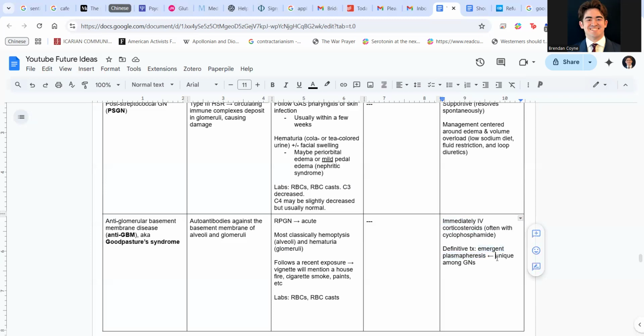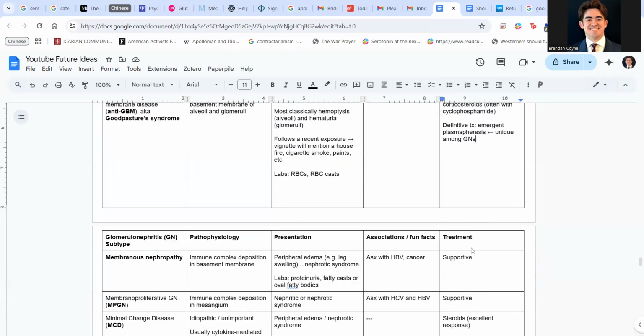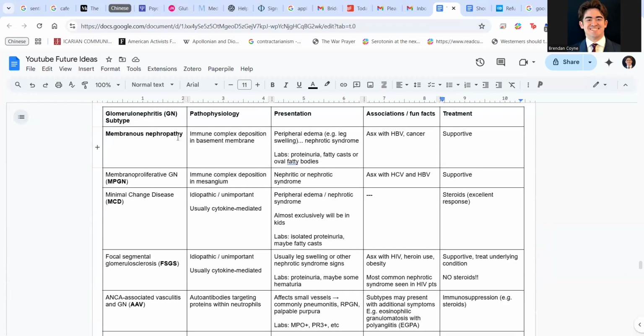And this is going to be a unique treatment among GNs. You're not going to see emergent plasmapheresis done very often for other GNs. That's going to be mostly for Goodpasture syndrome. All right, so moving on.